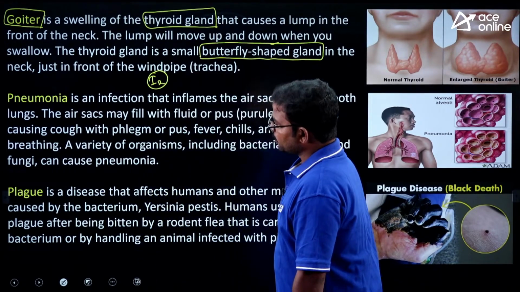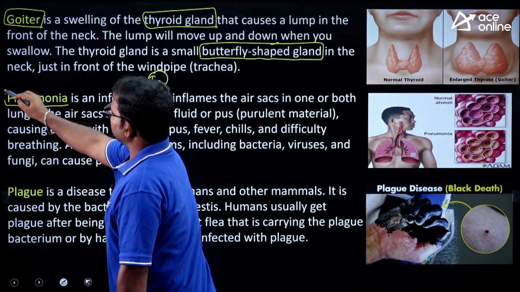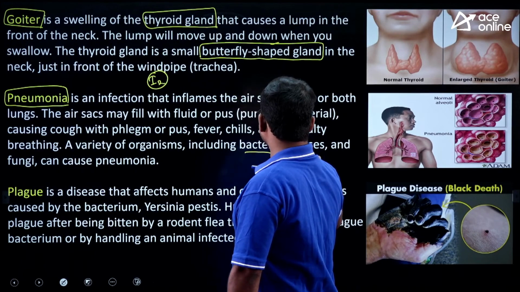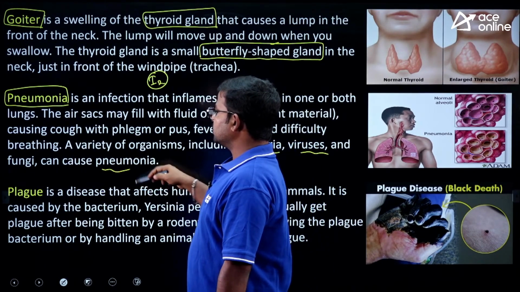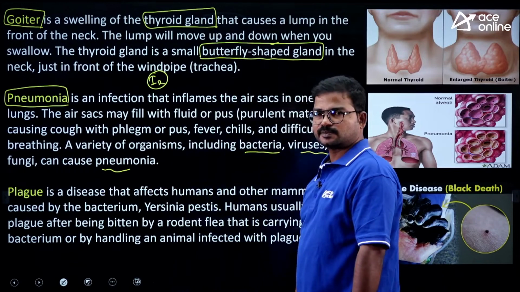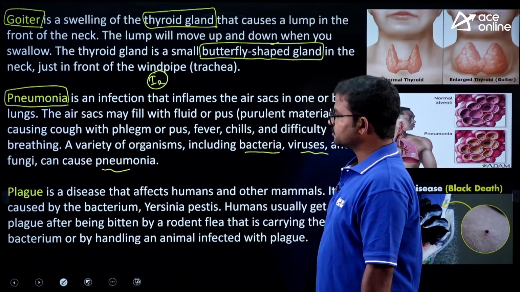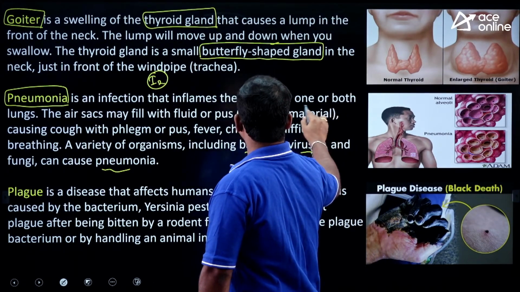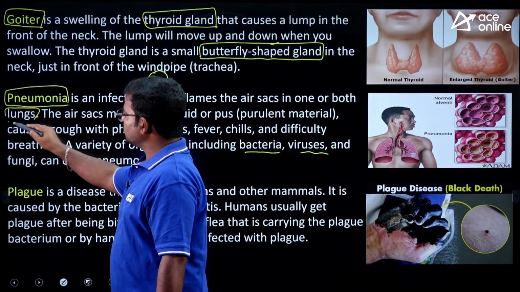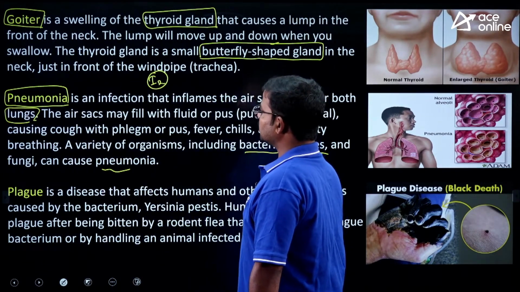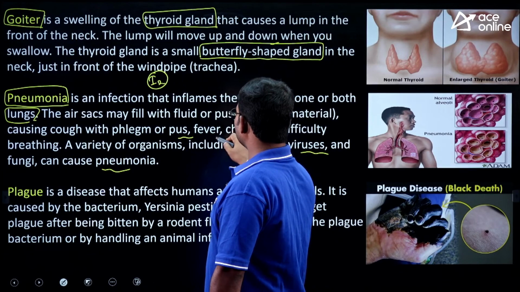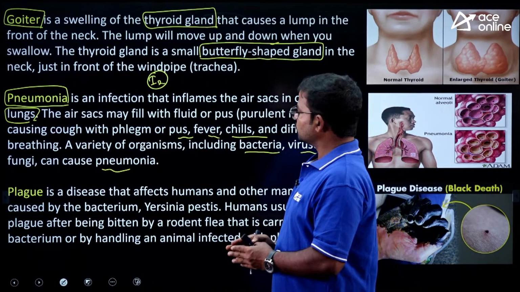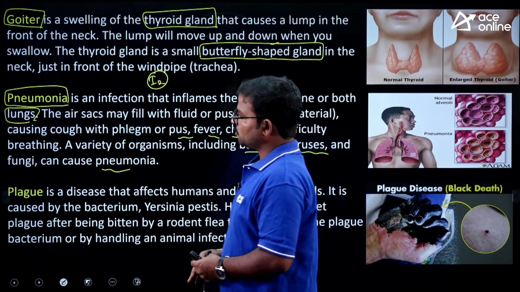Next, pneumonia. Pneumonia is mostly caused by bacteria, viruses, and fungi. A variety of bacteria, viruses, and fungi are responsible for that. If you observe the infected region, it is nothing but the lungs. Mostly we observe pneumonia in the region of the lung. Symptoms are cough, some kind of pus, fever, and chills. These things are mostly observed during pneumonia.